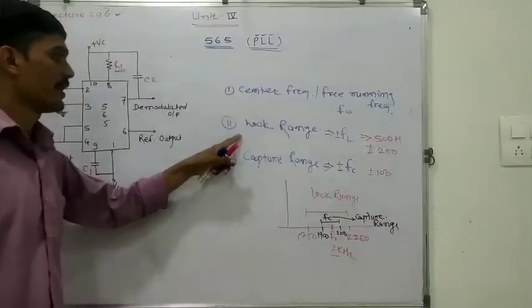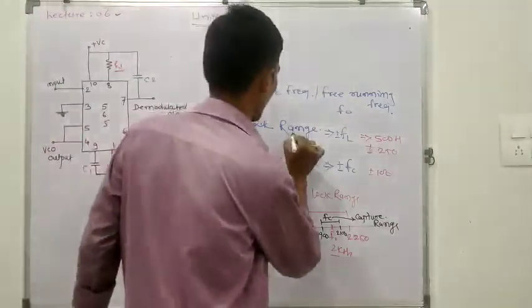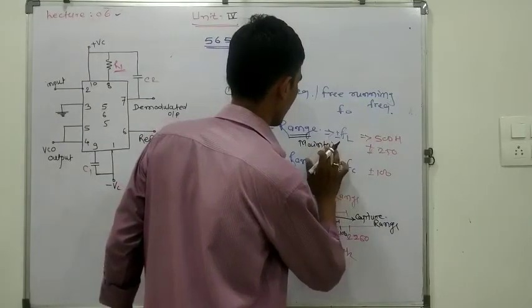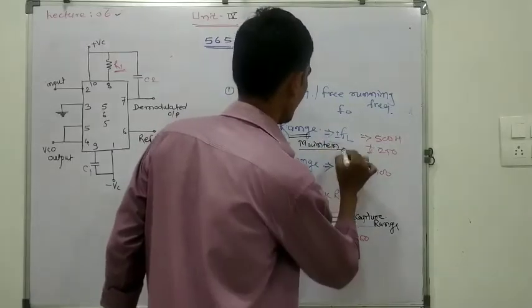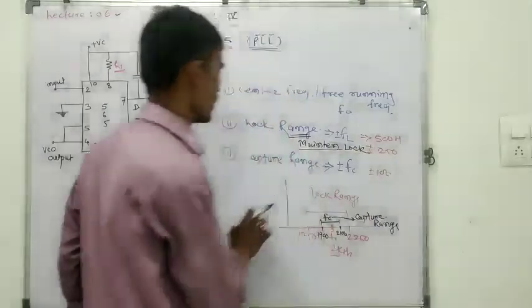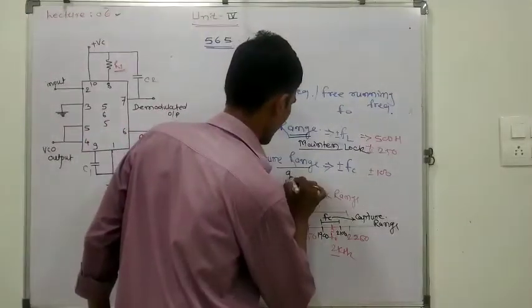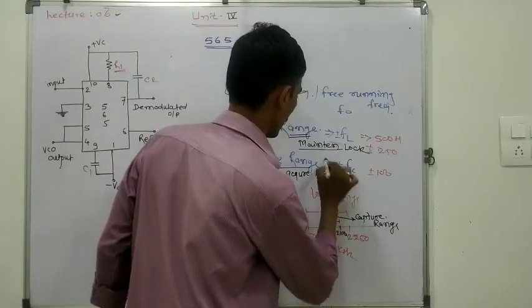Now I just explained what is lock range. Lock range is nothing but the frequency over which PLL can maintain the lock with the incoming signal. And what is capture range? Capture range definition I just read out. That is the range of frequency over which PLL can acquire the lock.